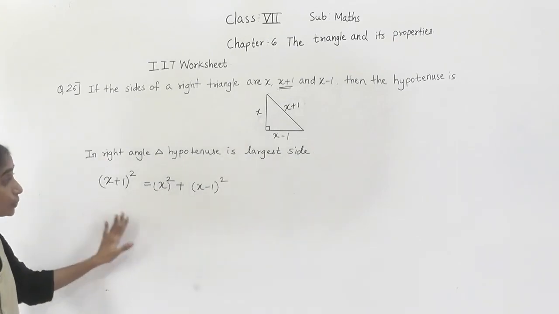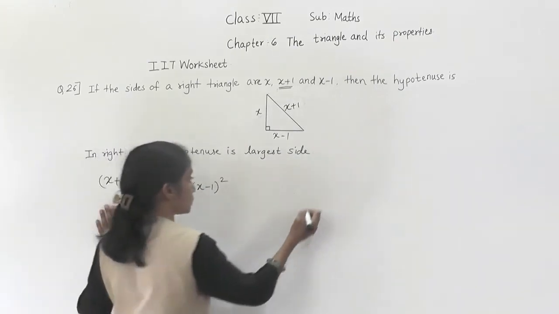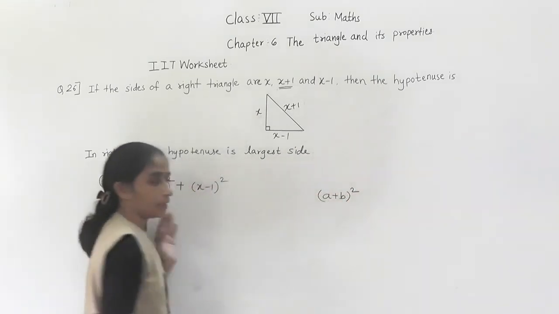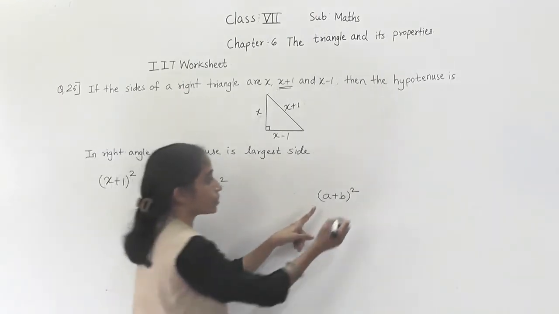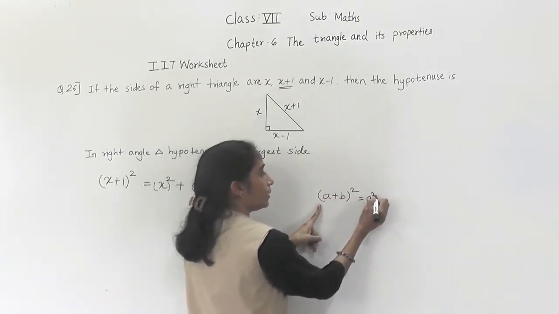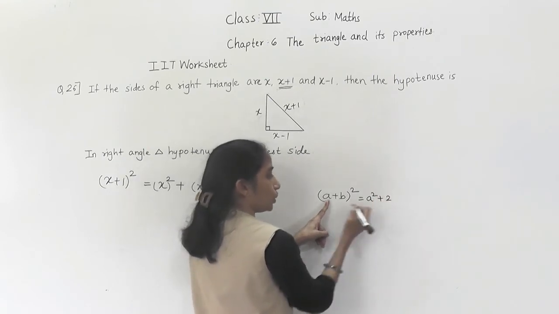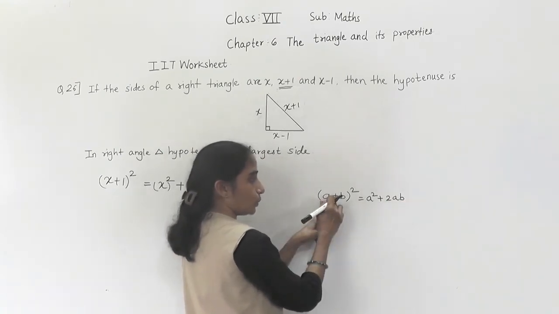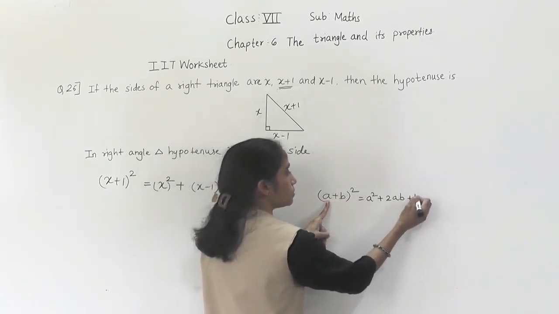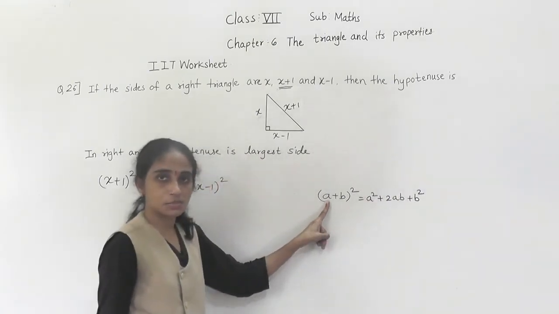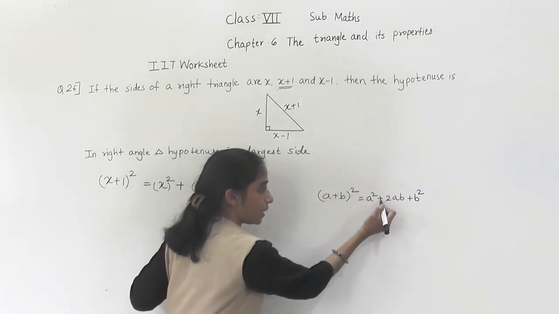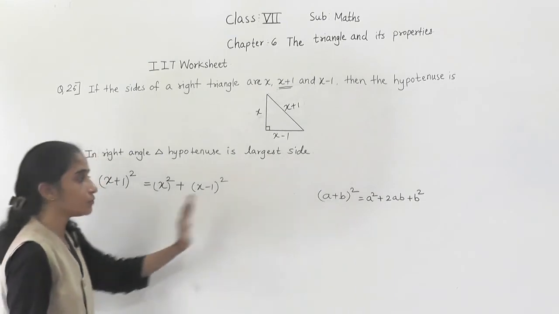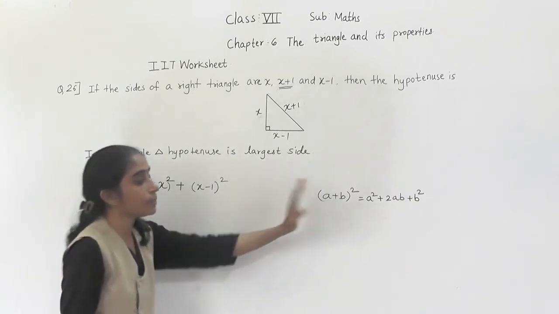Now you will say, madam, we don't know this formula. See, I will explain it with this formula. See, a plus b bracket square. A plus b bracket square means what? A square plus 2 into a into b, that is 2ab, plus b square. Understood? A square plus 2ab plus b square. This is the formula for a plus b bracket square.